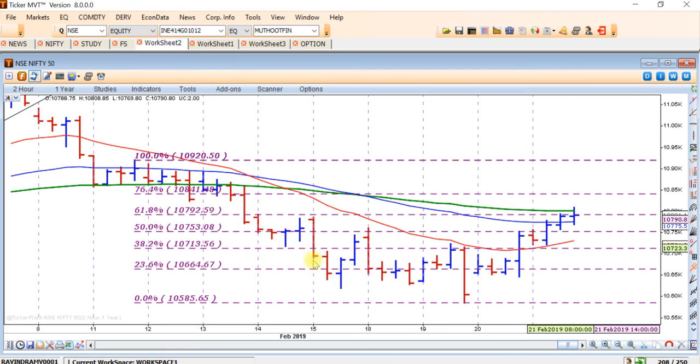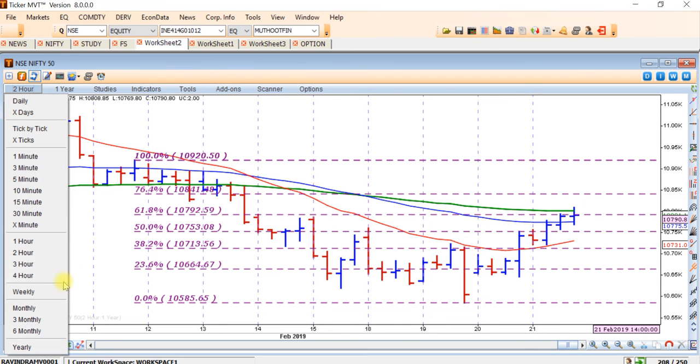The lower support level for the correction is 10,753. That correction can take the market to 10,753, and further down it can go to 10,713. So please do remember these two levels. The market will try and bounce back from the 10,713 level, where obviously this 20 EMA can also give very good support.